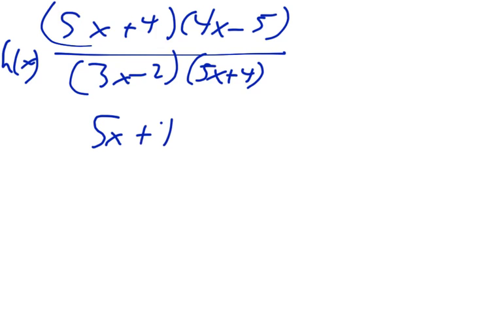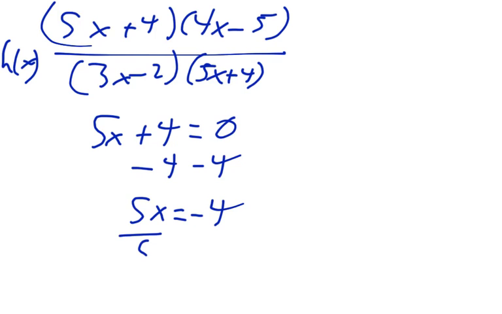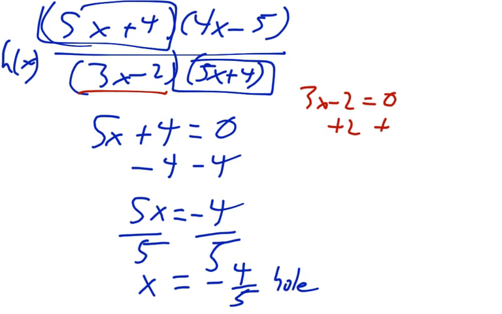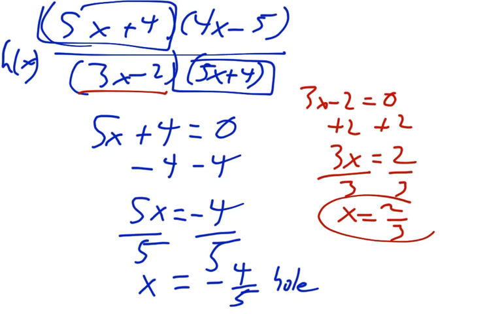Alright, so for this one, I got 5x plus 4 equals 0. Subtract 4. 5x equals -4. Divide by 5. And x equals -4/5. Now, because these matched, that's the hole. The 3x minus 2 doesn't match with anything. So when I set this equal to 0 and solve, that is the vertical asymptote.